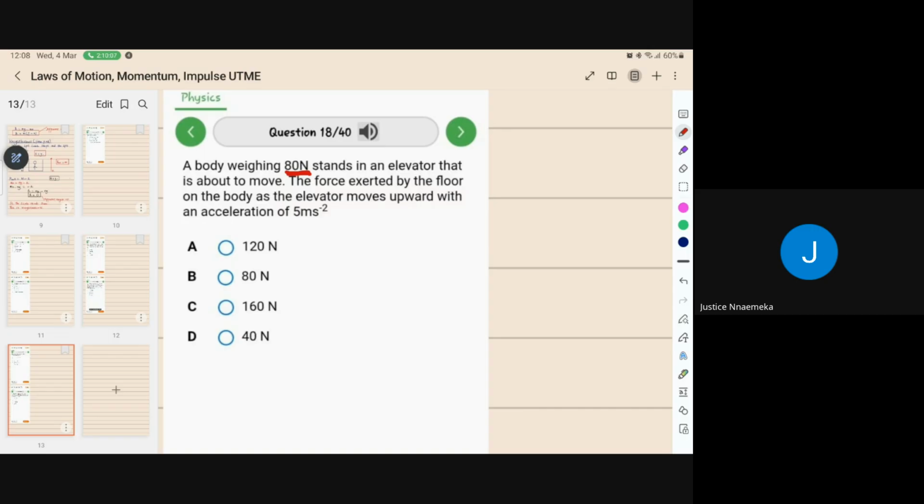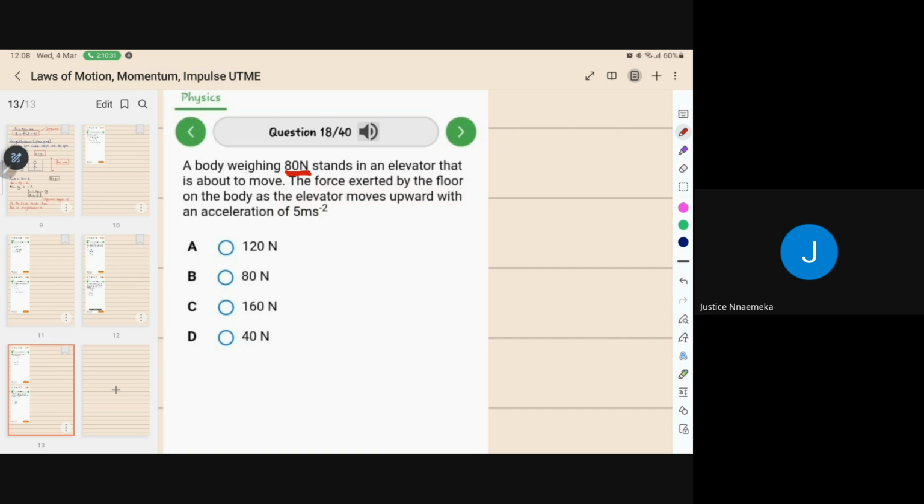What do you mean by force? All of them, are they not force? What do you mean by force? R, good. Awesome, the resultant. If I catch you, you are not messing up. It is the resultant. You are looking for the normal force now, the normal reaction force.